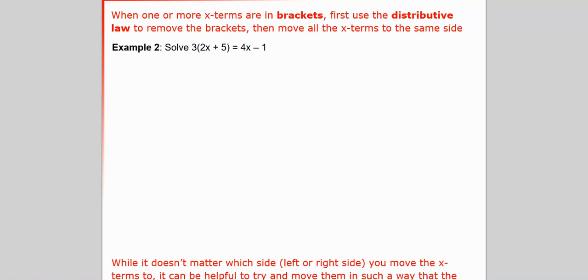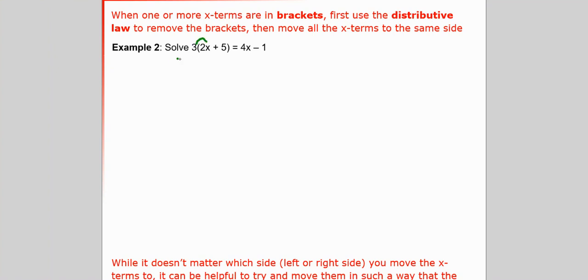Sometimes it gets a little more complicated. So when one or more of the x terms are in brackets, first we use the distributive property to remove the brackets. Then you can move all the terms to the same side. So here we go. We're going to multiply things into the bracket.